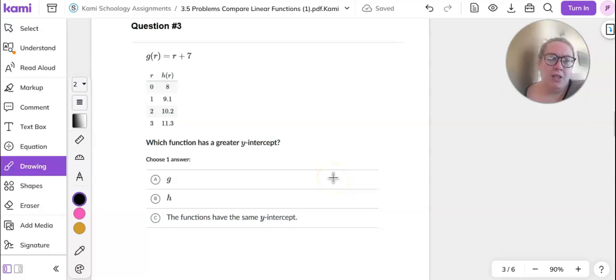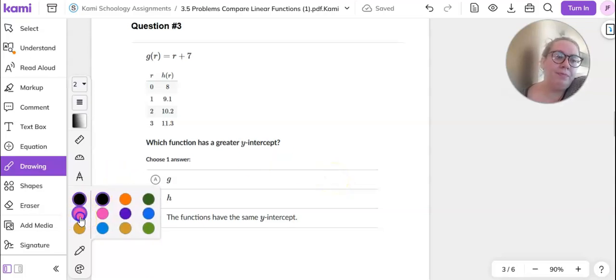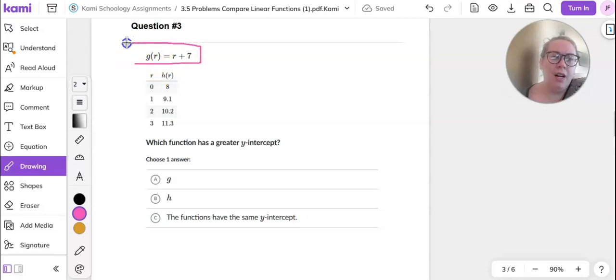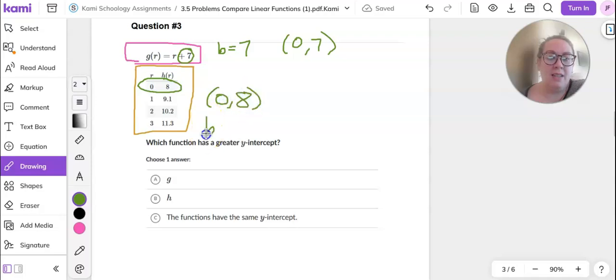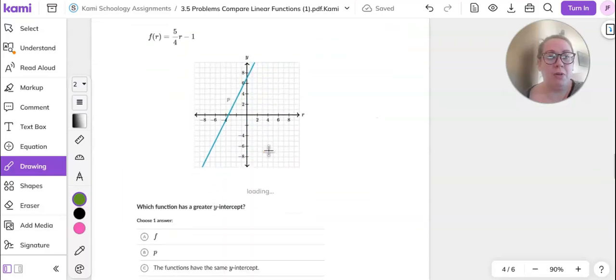Question 3 wants to know which one has the greatest y-intercept. So we have g of r as our first function and h of r as our second function. For g of r, our y-intercept is 7. That would be the point (0, 7). When x is 0, y is 7. For h of r, our y-intercept is 8. So that's the point (0, 8). So which one is greater, g or h? That's going to be h, because 8 is greater than 7. Beautiful. Scroll down to question 4 when you're ready.